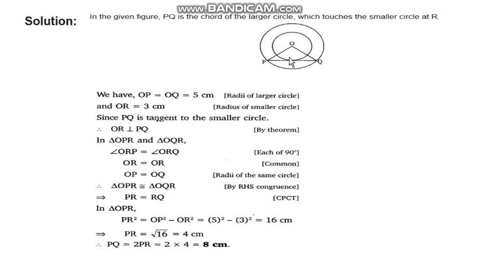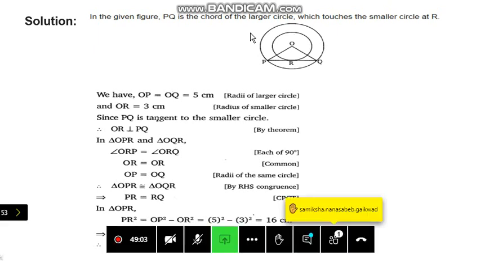Then we need to prove these two triangles congruent. We prove that by RHS congruency. We know that RH is hypotenuse, and with one side we can prove the RHS criteria, and then find the remaining value. That is the value of PQ. So this part you can easily calculate. Hope that this is clear for you.